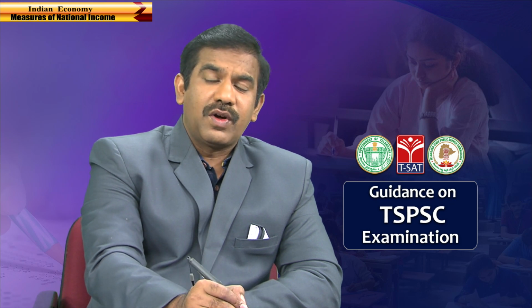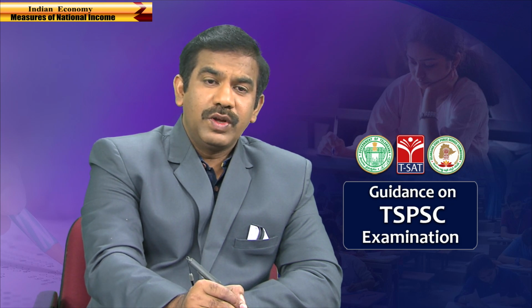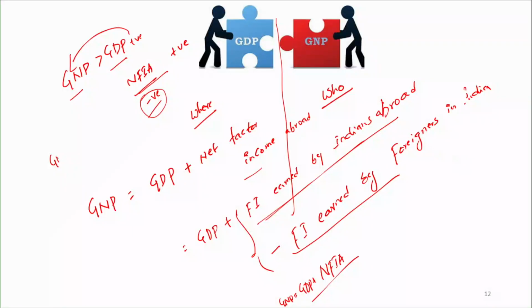When would the value be negative? In case the foreigners make more money in India than what we Indians make from abroad, in such a case the net factor income from abroad would be negative. In such a case, what happens? The GNP of the country would be less than GDP, the reason being that we are subtracting something from GDP to compute GNP. Now I leave it to you to find out whether the GDP of India is more than the GNP of India or less than it. You just find out.